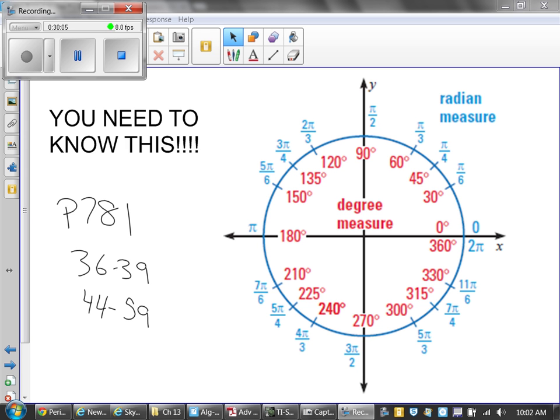So these first four are all coterminal, positive and negative with degrees. The next grouping is nothing more than converting from degrees into radians or from radians into degrees. Try your best to do the conversion parts without your calculator. Try and do it without.